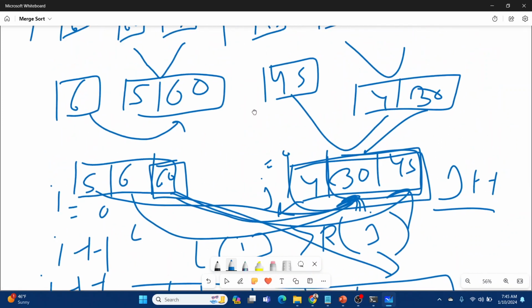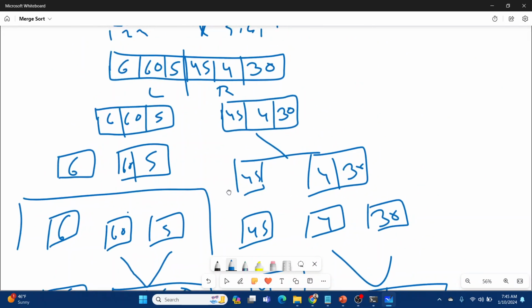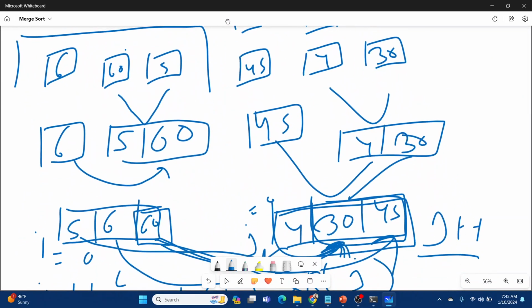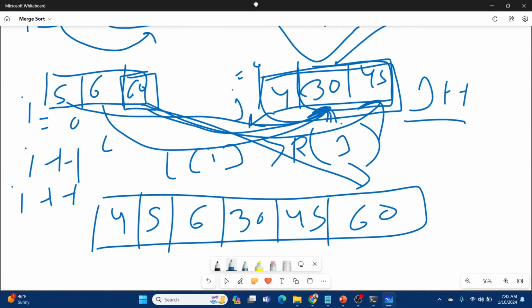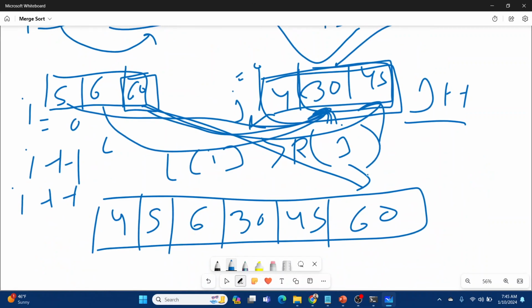So that's how merge sort works. First we divide the list into smaller parts, right? Then we start merging it back into a sorted list. I hope the logic is clear. What is the idea of merge sort?